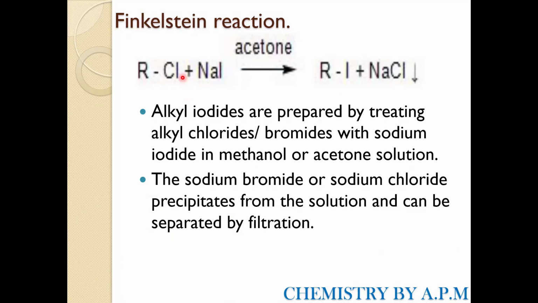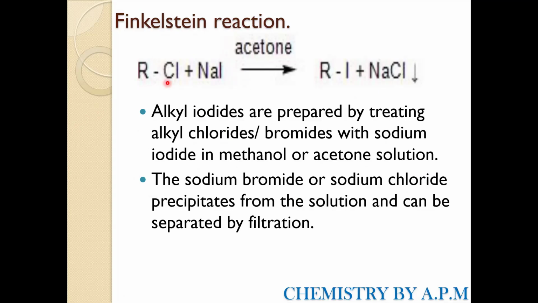If the question is asked in the examination, you are supposed to write what the Finkelstein reaction is in a theoretical manner and write down the reaction as such. So what is the Finkelstein reaction? Alkyl iodides are prepared by treating an alkyl chloride or bromide with sodium iodide in methanol or acetone as a solvent. This is just a halogen exchange reaction. The sodium bromide or sodium chloride precipitate, which is formed as a byproduct of this reaction, can be separated by filtration. So this is one of the characteristics of the reaction.